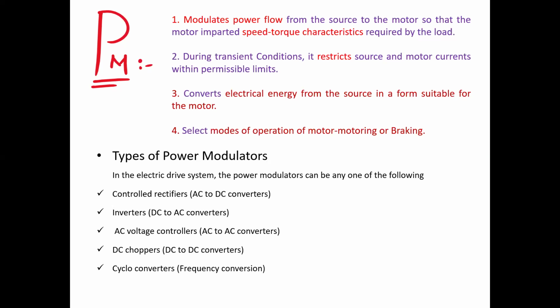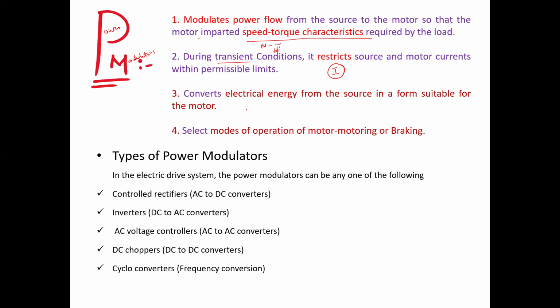Followed by the next part, which is power modulators. PM stands for power modulators. The main intention of having these power modulators is that they control the power flow to the motor so that the motor rotates with certain characteristics, called speed-torque characteristics, and then it drives the load. During peak or transient conditions, it restricts the motor currents within the permissible limits. The motor will have some current, and that current is restricted within some limits.